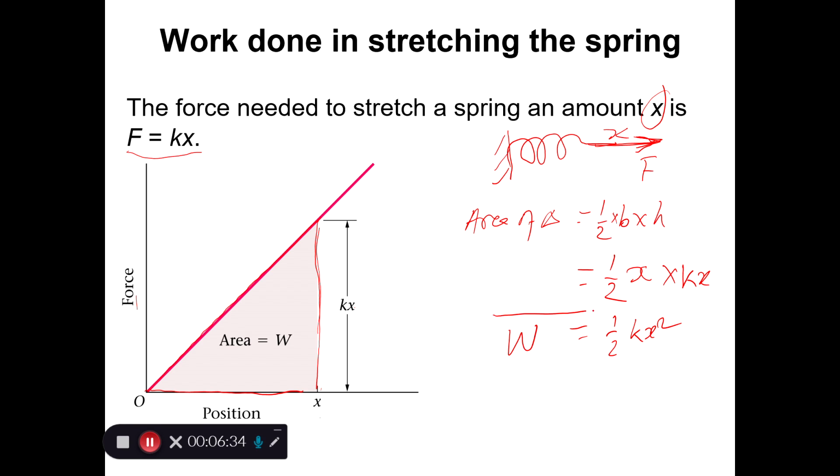So the work done by the spring is given by half kx squared, where x is the displacement and k is the constant, called the spring constant. Work done depends upon how much you displace it. More displacement, more work done. Less displacement, less work done. But is it proportional to the square of displacement? Look here: force is proportional to displacement, but work done is proportional to the square of displacement.